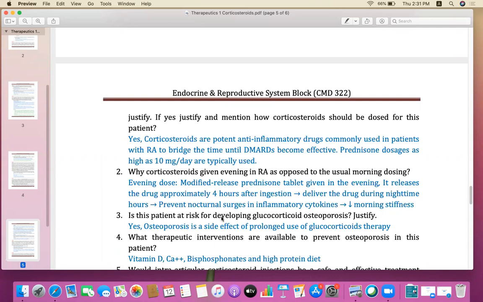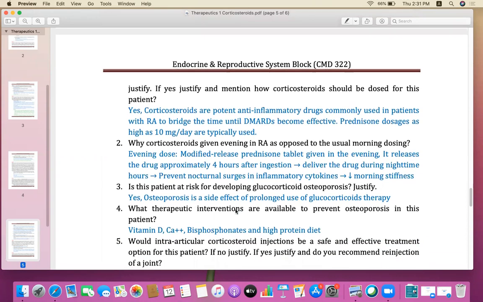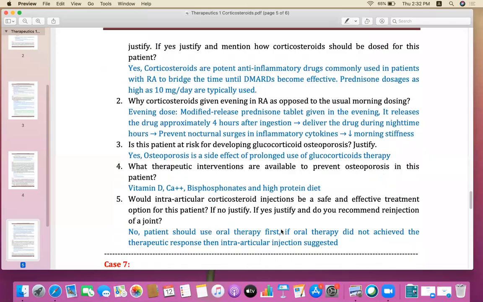Is this patient at the risk of developing glucocorticoid osteoporosis? Justify. Yes, if the patient is taking long-term therapy, osteoporosis is a side effect of prolonged use of glucocorticoid therapy, as we discussed in the lecture. What therapeutic interventions are available to prevent the osteoporosis in this patient? Give the patient vitamin D, calcium supplement, and bisphosphonate plus a high protein diet to prevent the osteoporosis.